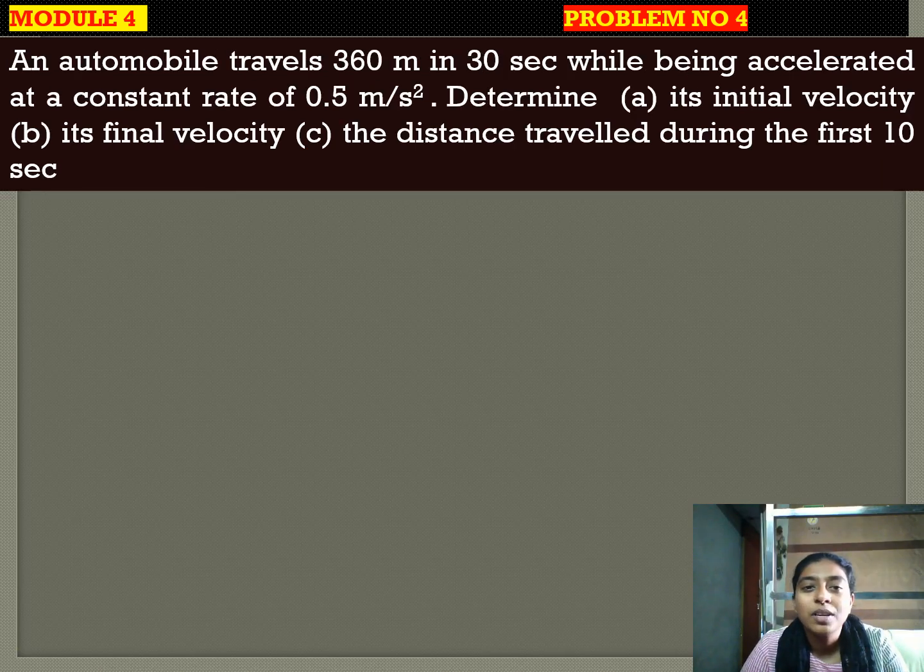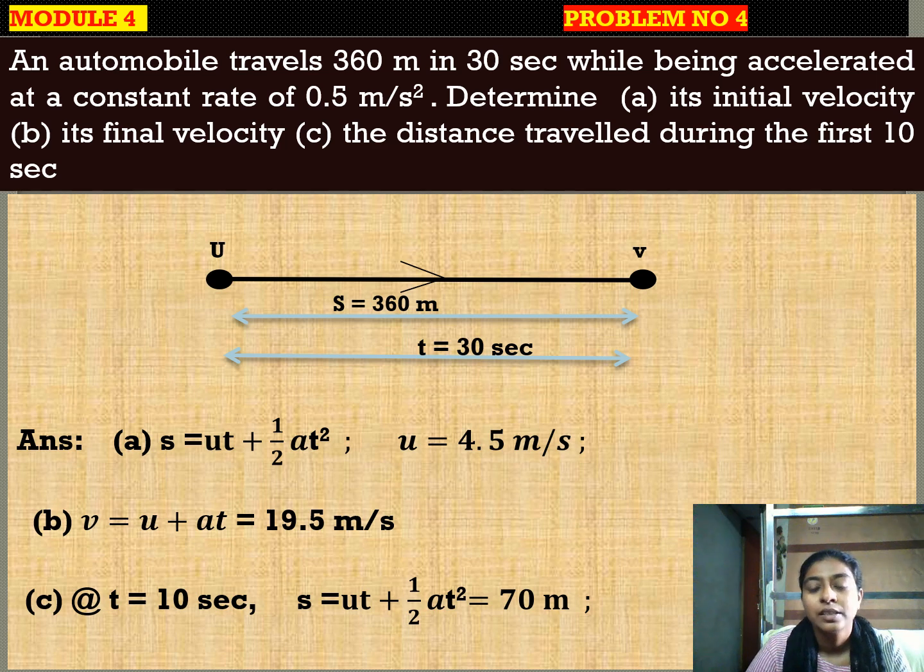So problem 4: an automobile travels 360 meter in 30 seconds while being accelerated at a constant rate of 0.5 meter per second square. Determine its initial velocity, its final velocity, and the distance travelled during the first 10 seconds. So this is our given problem. We will draw the diagram first. This is our initial velocity. At this moment we will have the final velocity.